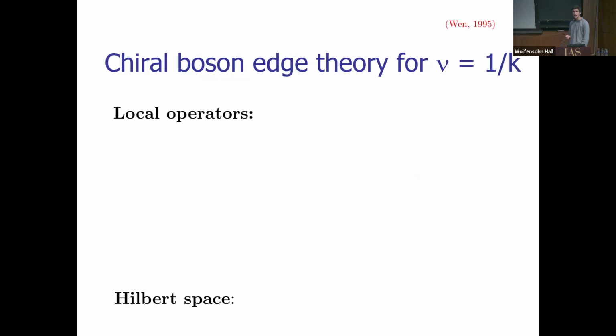And so let me just remind you what that edge theory looks like. This edge theory is often called the chiral boson edge theory because the theory I'm going to write down is in terms of something like a chiral boson field theory. And as I told you, to define an edge theory, I have to tell you two things: the set of local operators and the Hilbert space. So what are those two things?